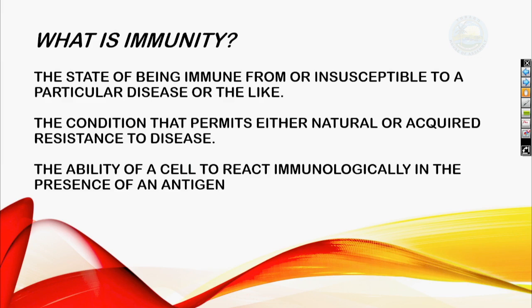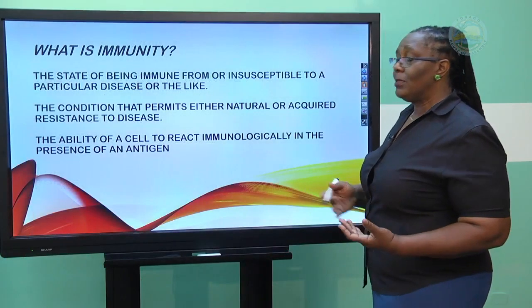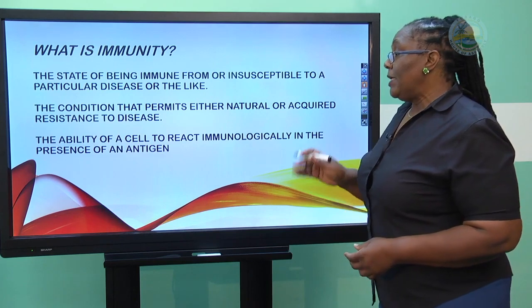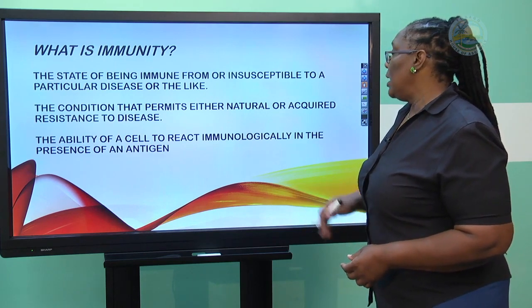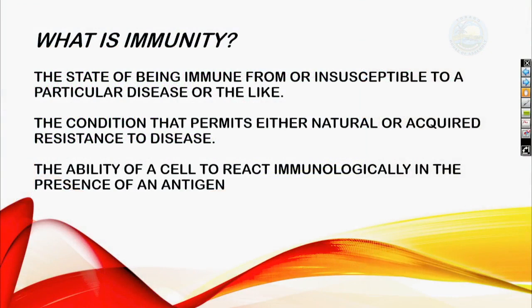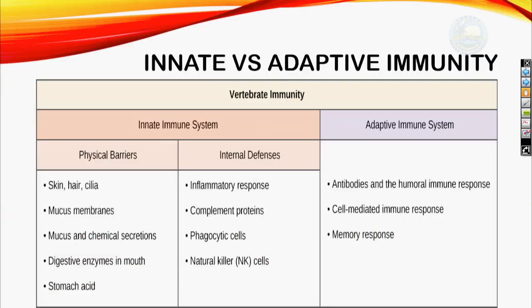The condition that permits either natural or acquired resistance to disease. You'll notice I'm using the words acquired and adaptive kind of interchangeably because more or less they speak to the same thing. Another definition is the ability of a cell to react immunologically in the presence of an antigen. So all of these things speak to what is immunity.